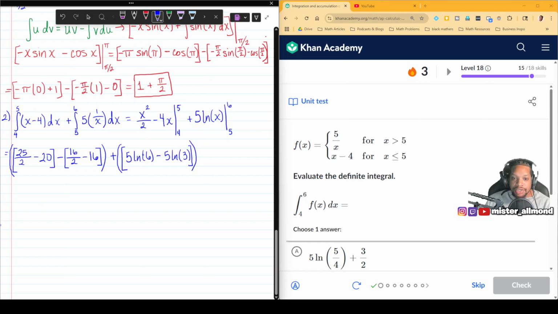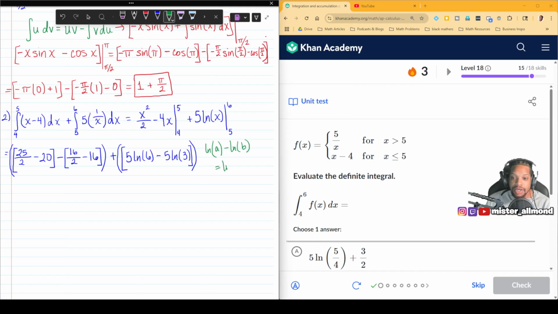All right, so from here, let me scroll. On that second term, I would factor out a 5, and then I would have ln of 6 minus ln of 3. I'll write this off to the side. I'm going to use the property that if I have ln of something minus ln of something else, that is just ln of the quotient of those two arguments. So I'm about to use that property on the second term. On the first term, however, that's just straight up arithmetic.